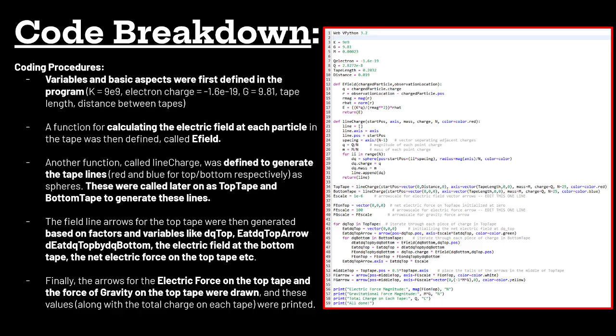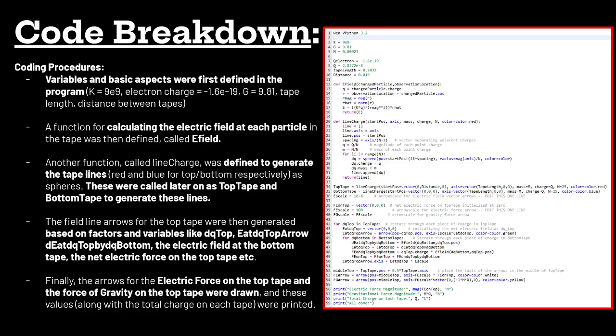The code breakdown, we had variables and basic aspects first defined as K, electron charge, gravity, constant, the tape length, distance between the tapes. A function for calculating the electric field at each particle in the tape was then defined, called E field. Another function called line charge was then defined to generate the tape lines, red and blue, as you saw in the model.